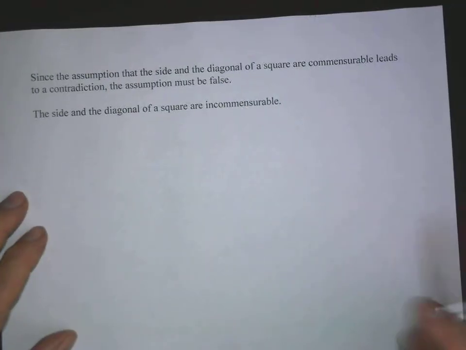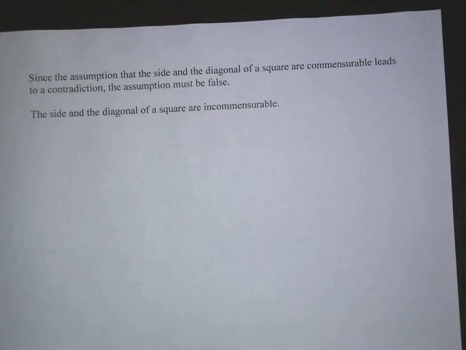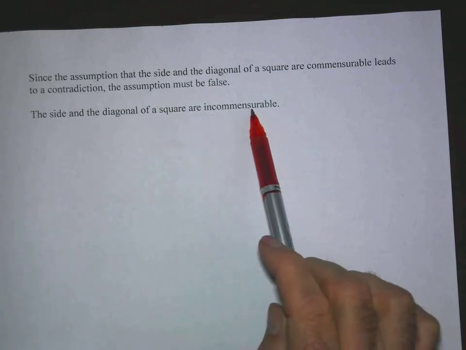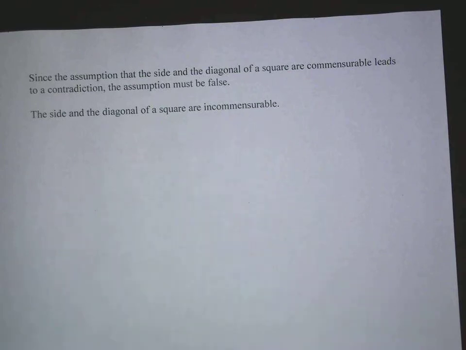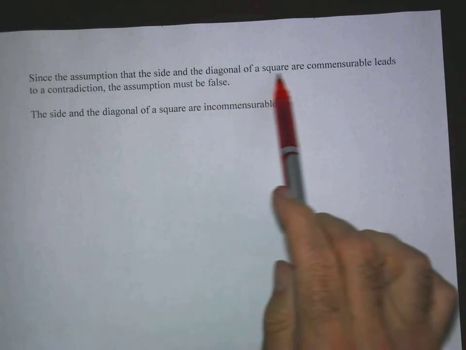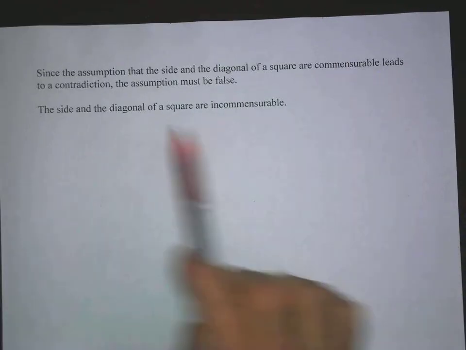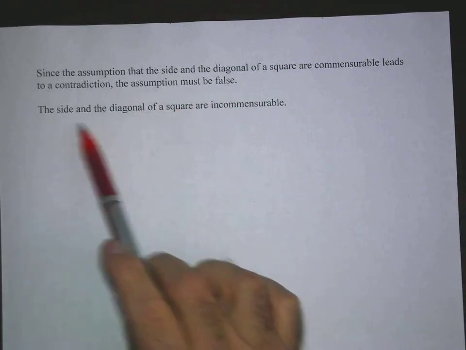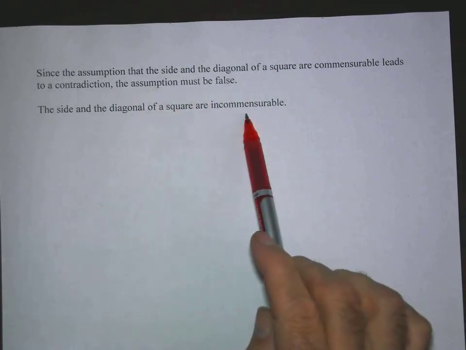So we sum it up. Since the assumption that the side and the diagonal of a square are commensurable leads to a contradiction, the assumption must be false. And therefore the side and the diagonal of a square are incommensurable. Did I say that right? Since the assumption that the side and diagonal of a square are commensurable leads to a contradiction, the assumption's false, and the side and the diagonal of a square are incommensurable.